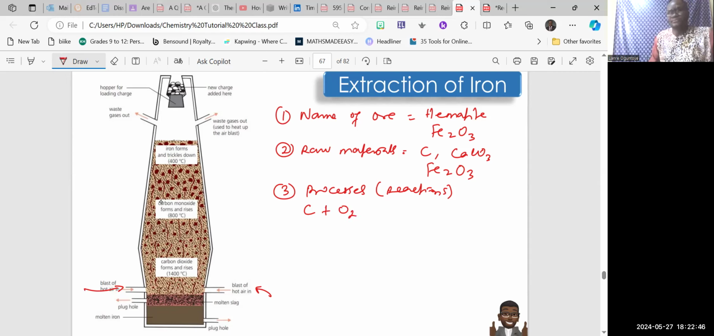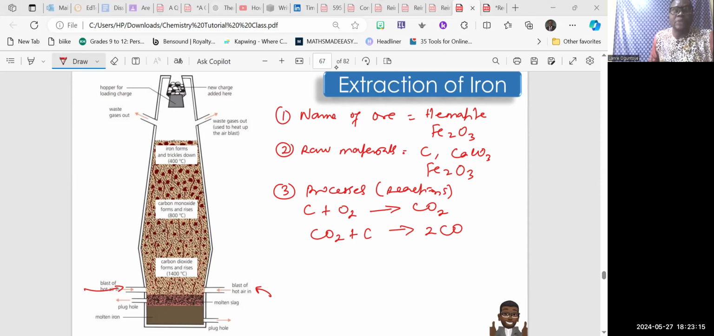carbon, with oxygen to form carbon dioxide. Then the carbon dioxide further reacts with more coke to form carbon monoxide. Now this carbon monoxide is the reducing agent we need in the extraction of iron. It is the main reducing agent.